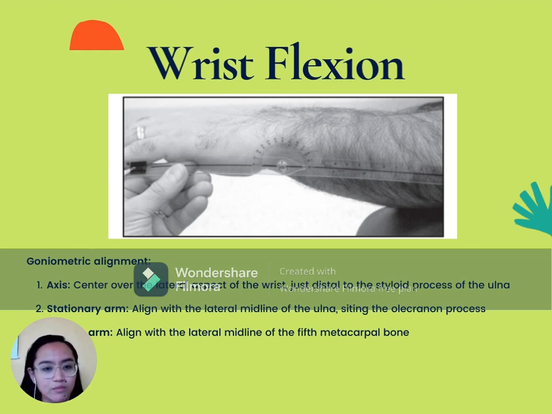Next is the stationary arm. The stationary arm of the goniometer is where the arm should be fixed and should not be moving. This should be aligned with the lateral midline of the ulna, using the olecranon process as reference. Lastly, the moving arm is aligned with the lateral midline of the fifth metacarpal bone.